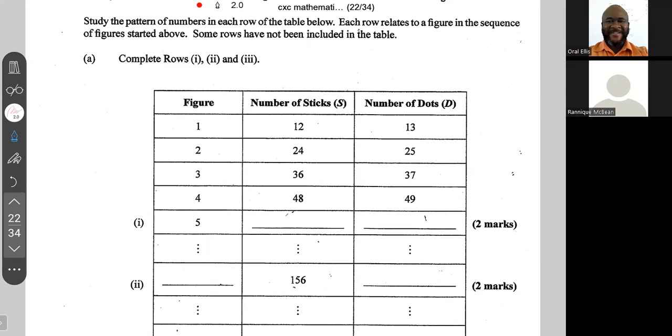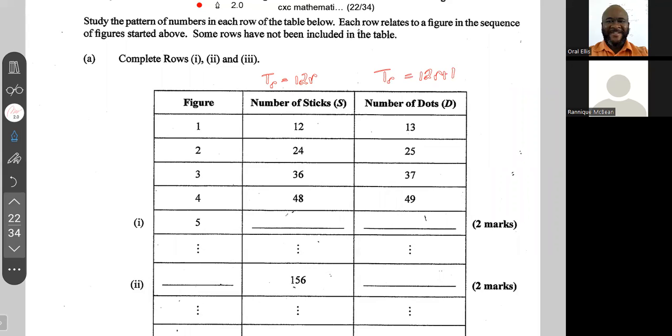All right. So we're studying the table, and we're looking at the number of sticks, and we see that that's going up by 12. So TR, the general term, is equal to 12R. We look at the number of dots, and that's also going up by 12. TR, the general term, is equal to 12R plus 1. So when R is 1, 12 times R is 12, and 12R plus 1 would be 13.